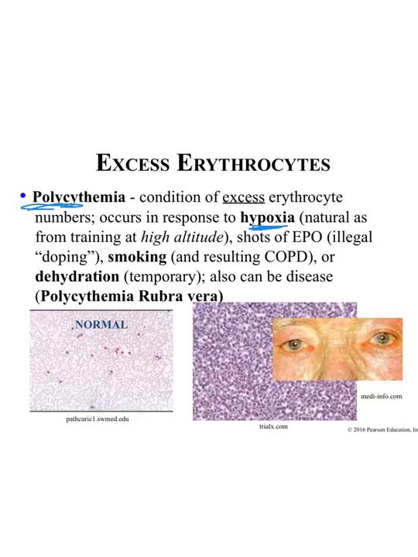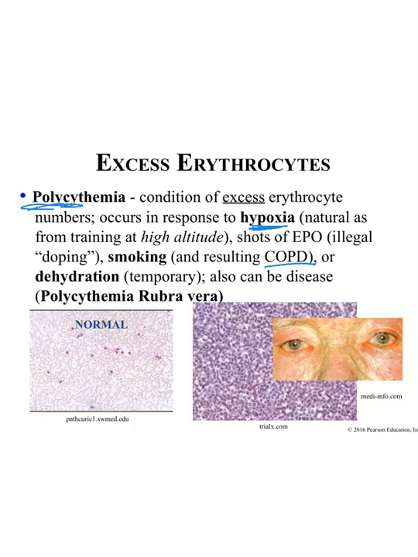Also giving shots of EPO, which is what we call blood doping, or even removing blood from one's body, storing it appropriately, and then transfusing it right back. That's blood doping as well. Smoking. Smoking decreases the amount of oxygen that is given to the cells, so your body naturally is going to make more red blood cells. Or COPD, which is chronic obstructive pulmonary disorders, so that is hindering the ability of oxygen to get to the lungs, and therefore is not going to be able to be carried by the red blood cells as much.